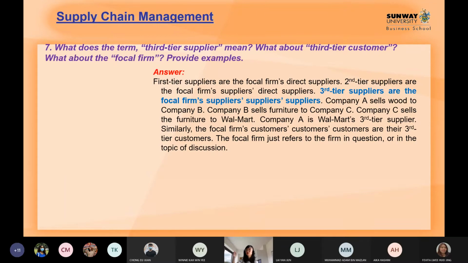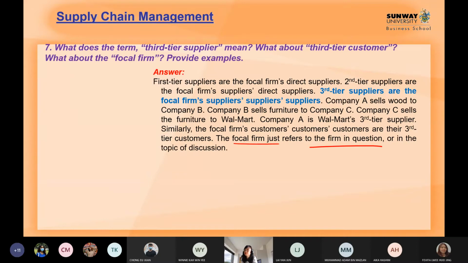Okay, so you know what a focus firm is? The focus firm is the company that you want to deal with, that person only. Any warranty, I look for you. Any defect, I look for you. Any new stock, I will look for you. But your suppliers at the back, you settle yourself, you do your communication.